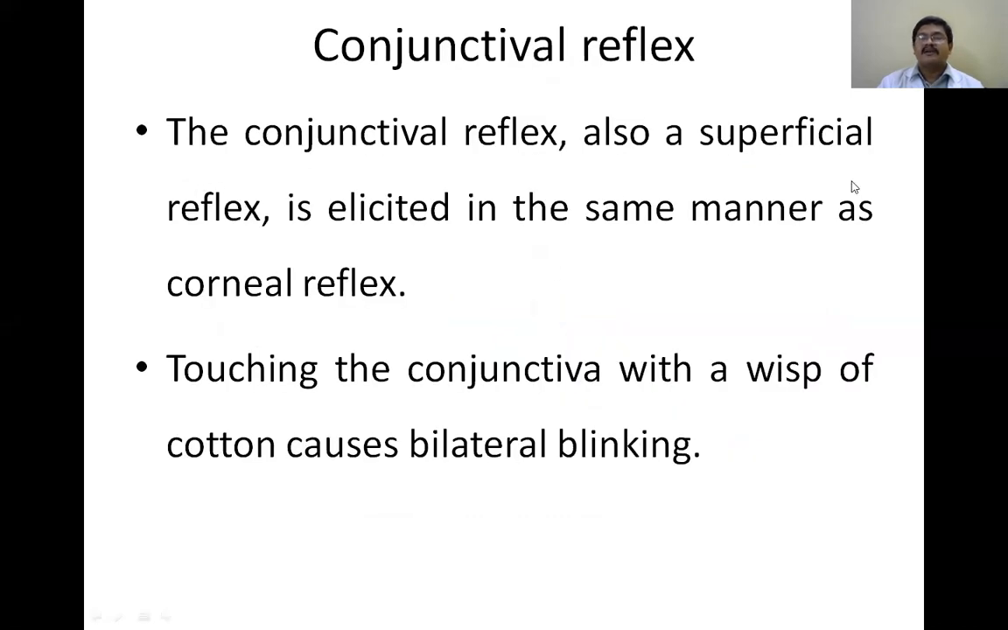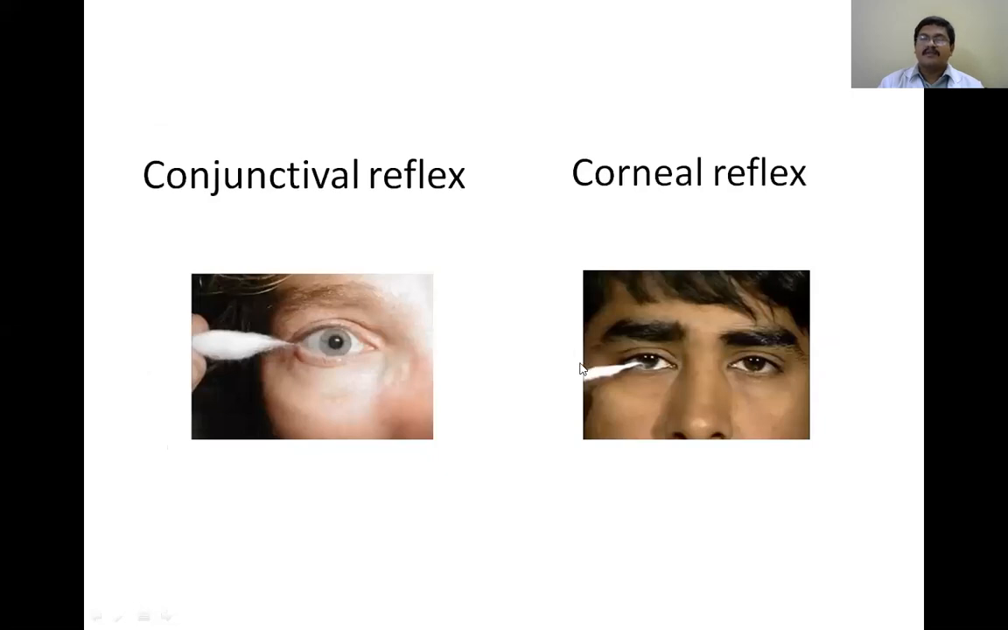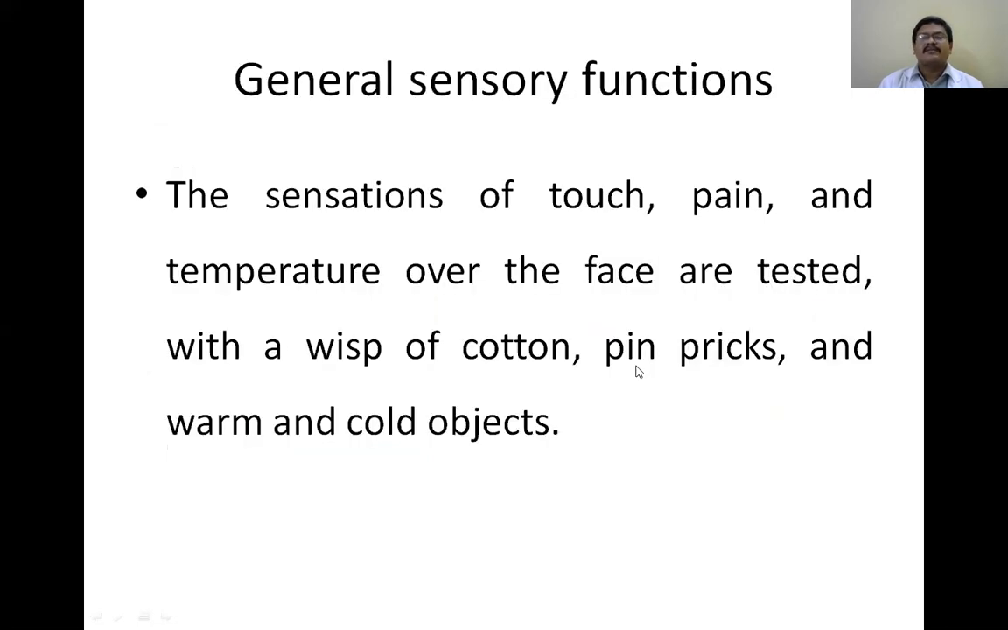The conjunctival reflex is also a superficial reflex, elicited in the same manner as the corneal reflex. Touching the conjunctiva with a wisp of cotton causes a bilateral response through the same pathway. This is how you have to elicit the conjunctival reflex, and this is how you have to elicit the corneal reflex.